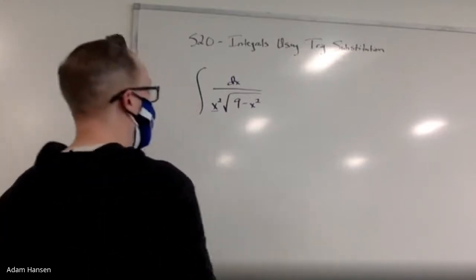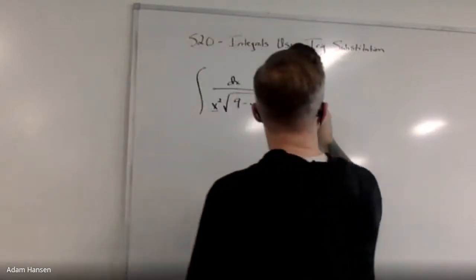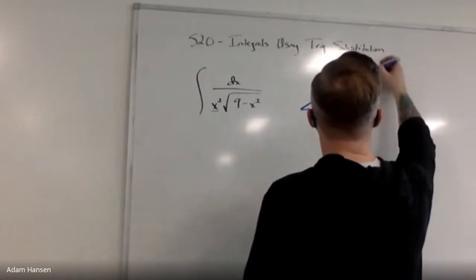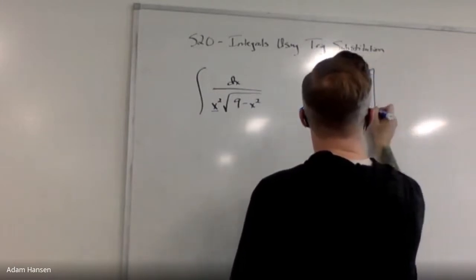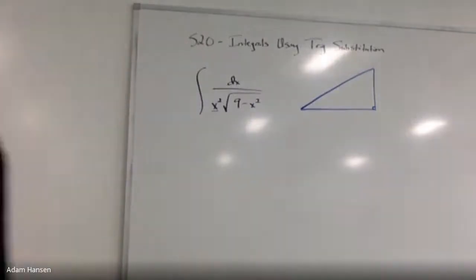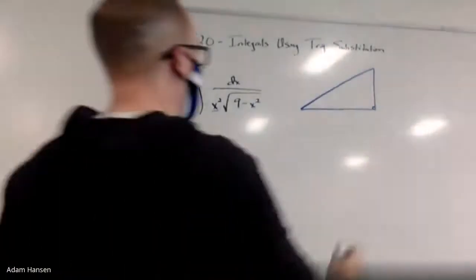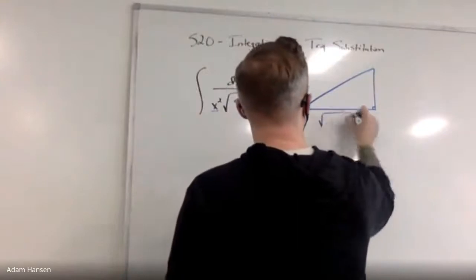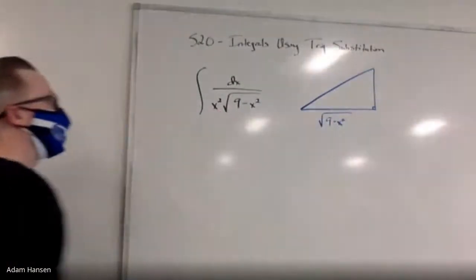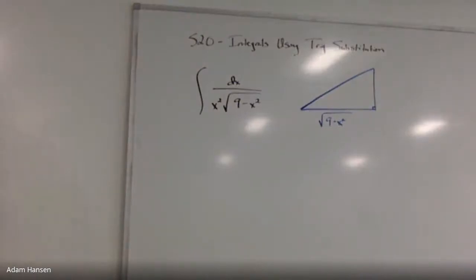We're talking about trig substitution, so we're going to try to draw a right triangle. The idea here is to draw a right triangle and use some substitution with trig identities. Square root of 9 minus x squared, what I have here, as one of the side lengths in our right triangle.